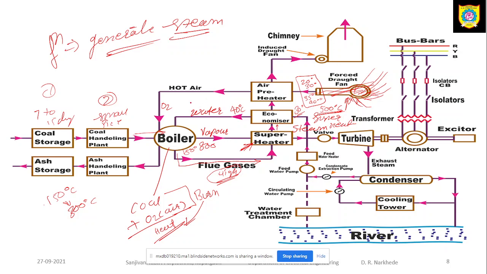Okay, and if I put moisturized air into the boiler, proper combustion does not take place. So I have to remove the moisture from the air, and for that purpose I have to pass the air through the flue gases.